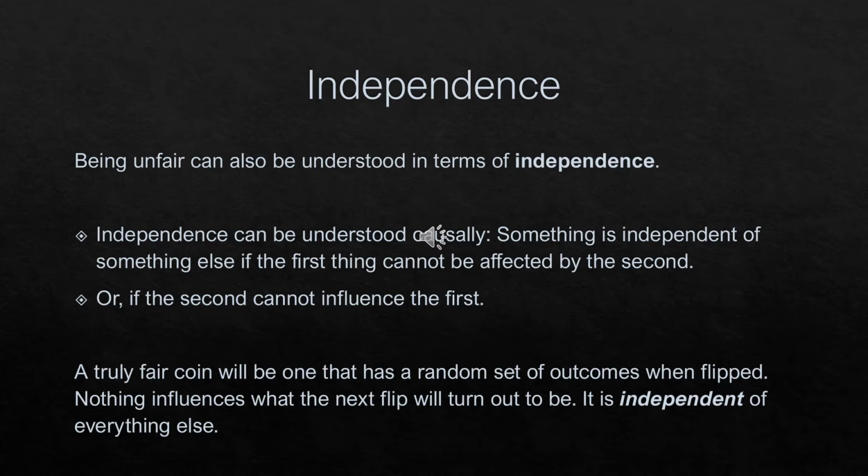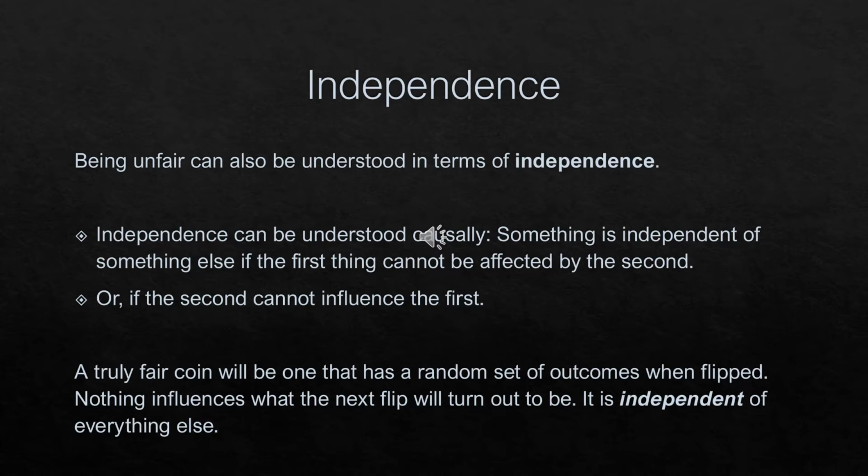And here, you might think, okay, when it comes to a coin, a truly fair coin will be one that has a random set of outcomes when you flip it. And that's because no previous flips of the coin influence the next flip of the coin. So each coin flip is independent of all of the previous coin flips. Sometimes, in certain kinds of games especially, the later outcomes are not independent of the previous states of the actual scenario, and we'll talk about this more at length in a moment.